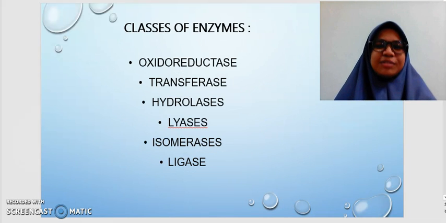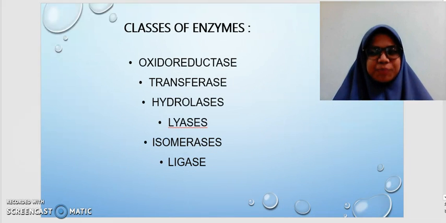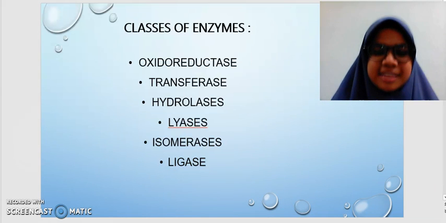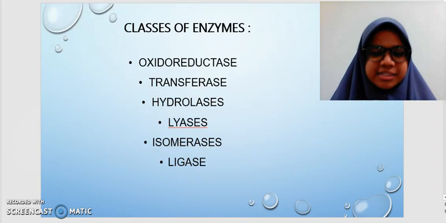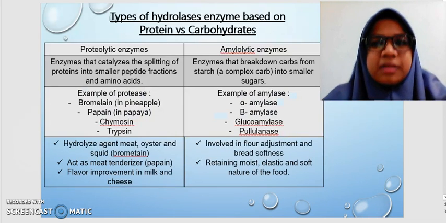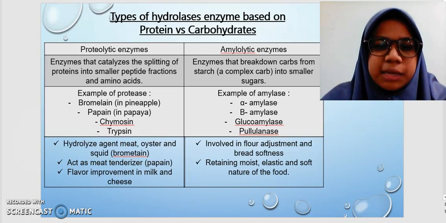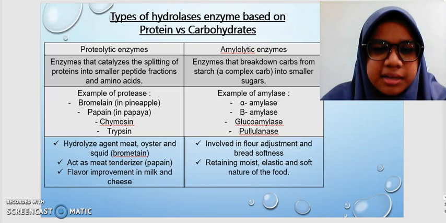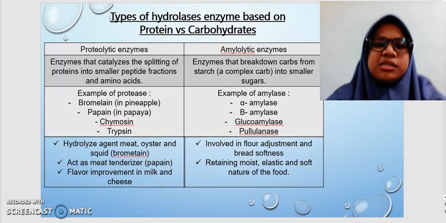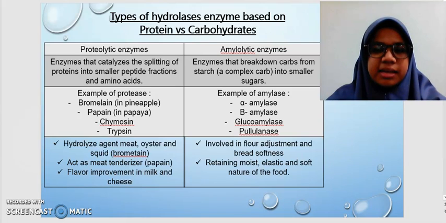Next, I will talk about the classification and types of enzyme. There are 6 classes of enzyme, which are oxidoreductases, transferases, hydrolases, lyases, isomerases, and ligases. In the class of hydrolase enzymes, there are many types of enzyme. For example, enzymes based on protein, which are proteolytic enzymes, and enzymes based on carbohydrate, which are amylolytic enzymes.